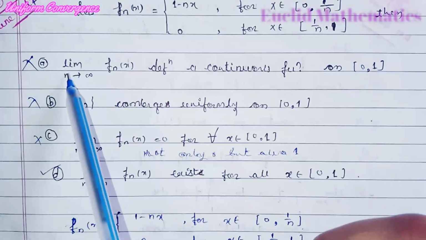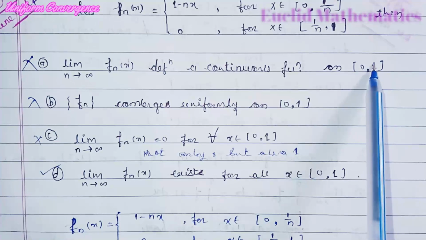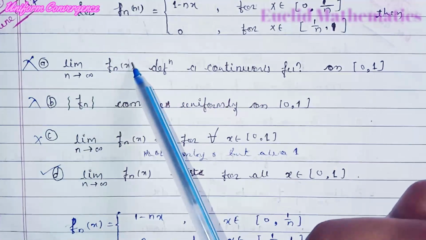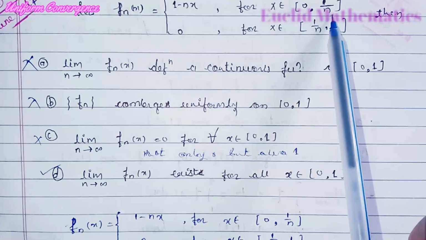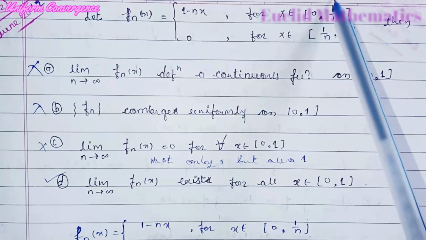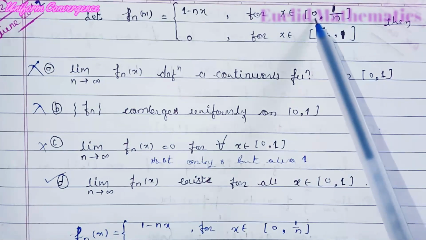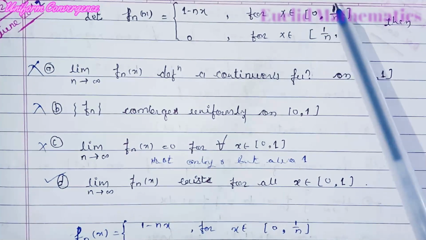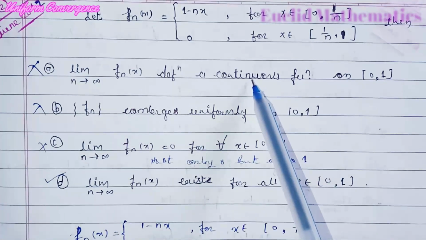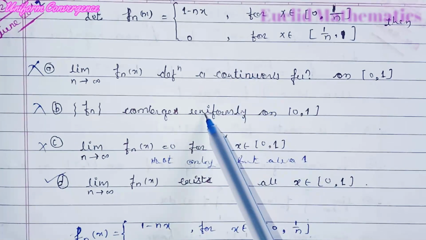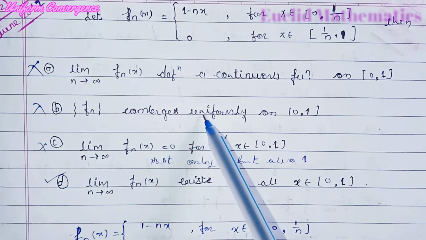First option says that the limit as n tends to infinity of f_n(x) defines a continuous function on the closed interval [0, 1]. So we have to check whether that function is continuous or not. We say it is continuous when the limit at the endpoints gives a finite value that exists and is equal, for 0 and 1/n. If it is not continuous, then it is not uniformly convergent. You can also use other tests to check whether it is uniformly convergent or not.